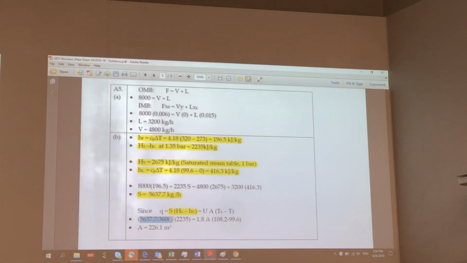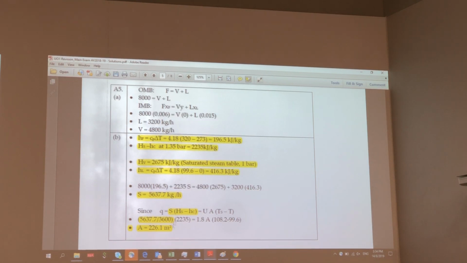Please take note. You need to convert the units to kilogram per second. So this is your final answer of the area. Is it alright?